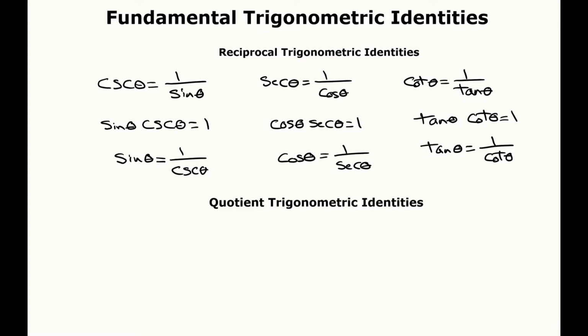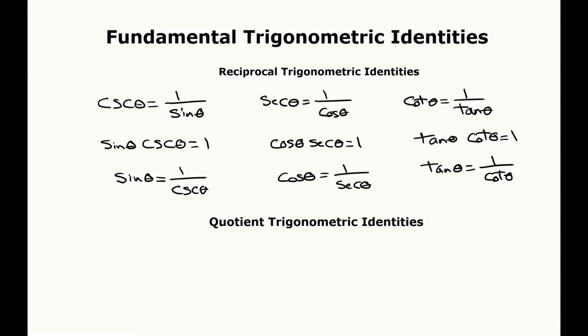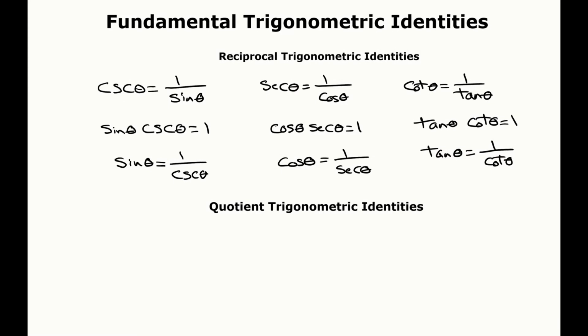Closely related to these reciprocal identities are the quotient identities, which we have also seen before. And the first one has to do with tangent. We know that the tangent of theta equals sine theta over cosine theta. And we also know that the cotangent of theta equals cosine theta over sine theta.